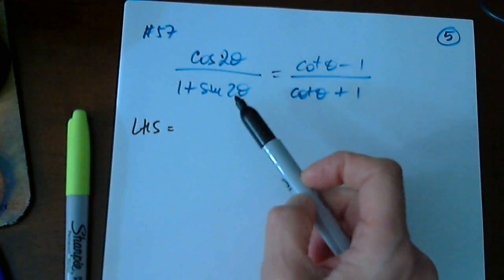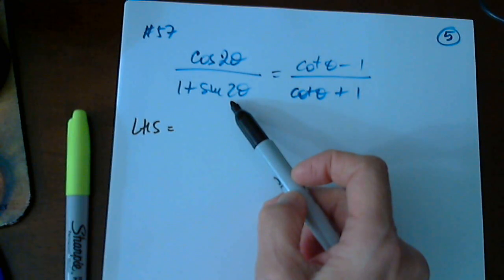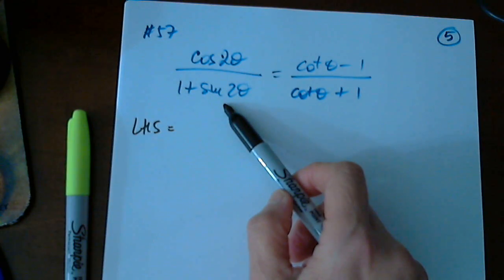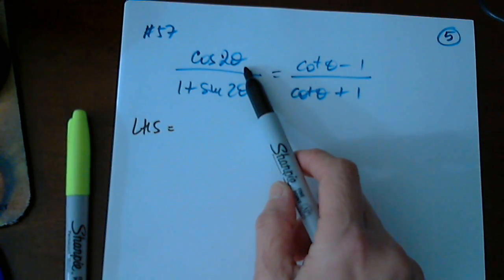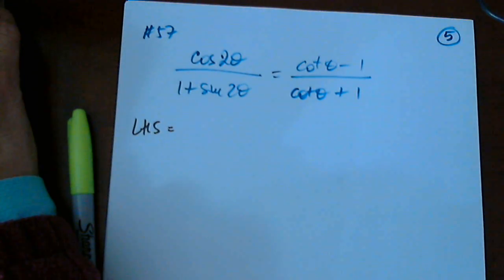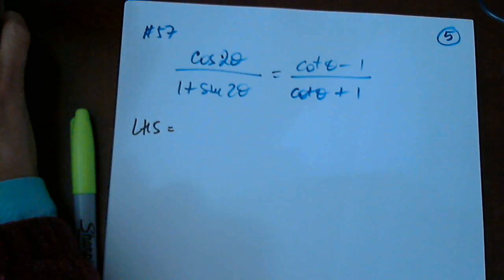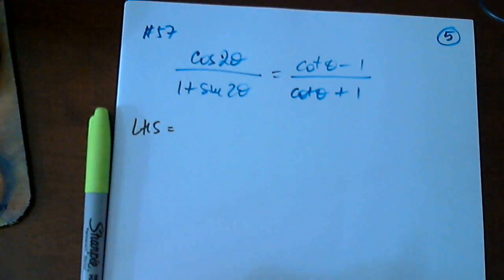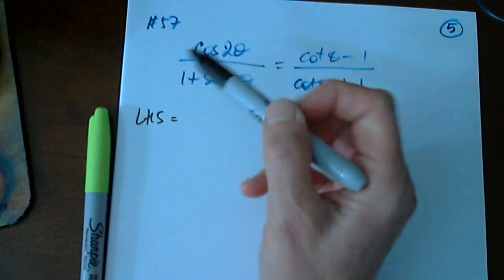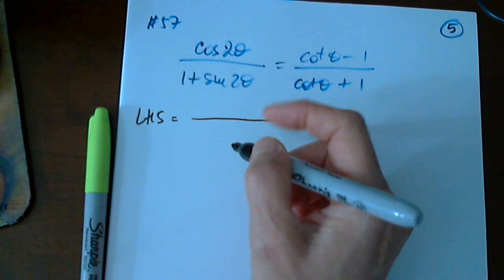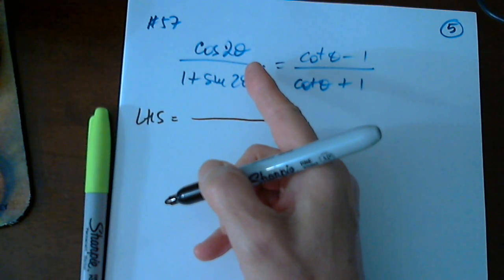Cosine 2 theta and sine 2 theta. There's nothing I can do here. Remember, these are two terms. So what are my options here? Not too many. Let me just check for a second that I copied everything correctly. Cosine 2 theta, 1 plus sine 2 theta, cotangent, yes? Minus 1, cotangent plus 1. Okay. So the denominator is very clear. There is nothing I can do other than, actually, I just realized what this is.